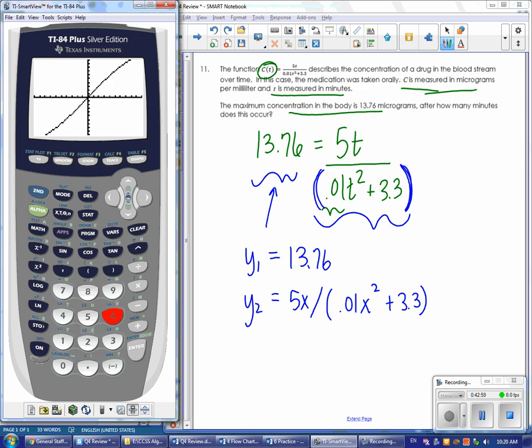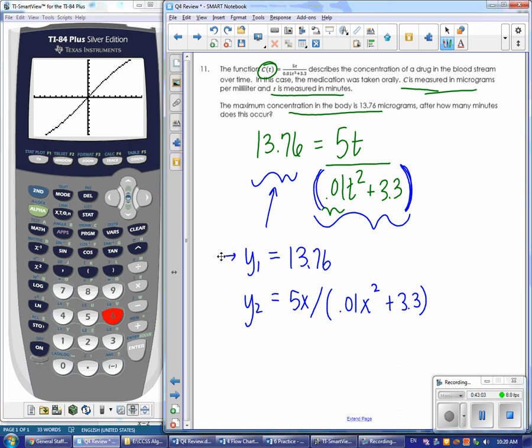I don't know which one it is, but actually I do. If I think about this first one, since it's just y equals a number, this is going to be a horizontal line. And I can't even see it. So what I'm seeing must be my y2. Okay, but I can't see where they intersect. I mean, obviously, I'm looking to see where they intersect, and I can't see it. So I've got to figure out some way to adjust my graph.